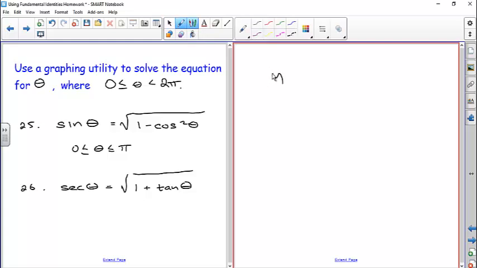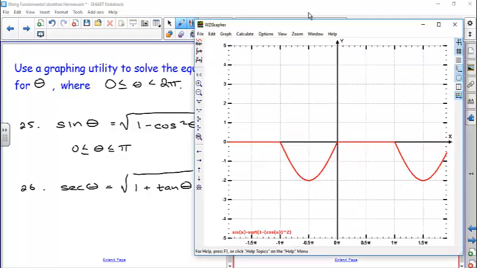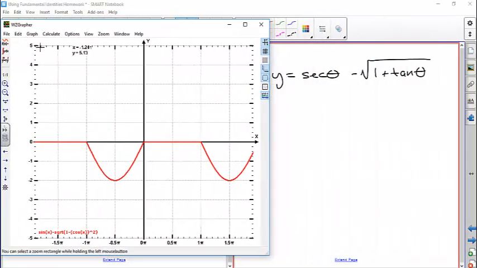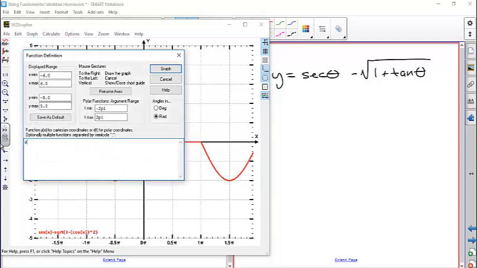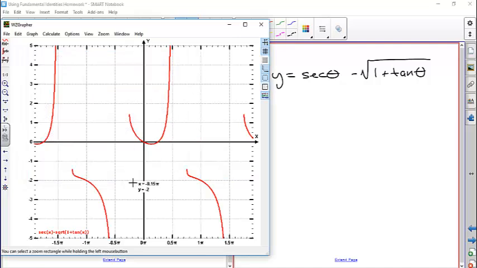So what we're going to do is plot y equals secant theta minus the square root of 1 plus tangent theta. And again, we're looking for where the function is 0, and that's the solutions. So let's plot that. We get the secant of x minus the square root of 1 plus tangent of x. We get a solution here at 0 and at, it looks like, about pi over 4. And those are the only solutions that I see.